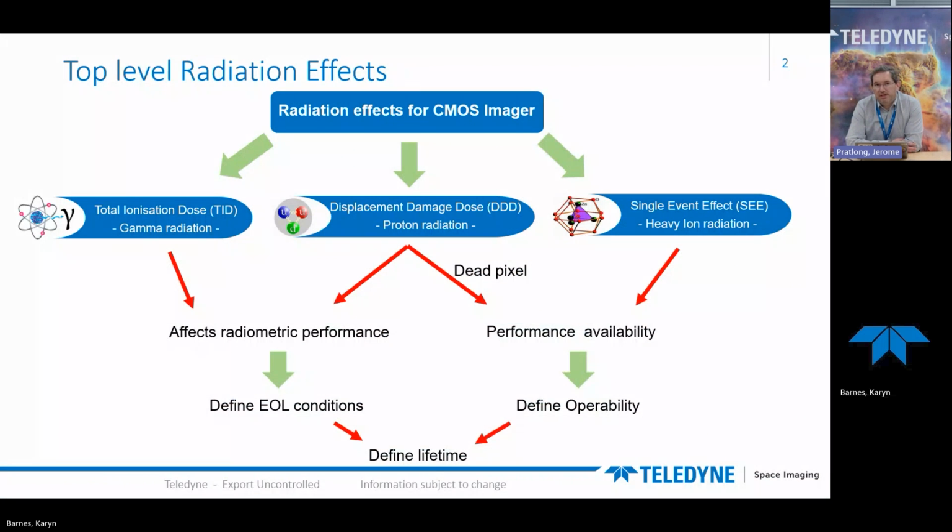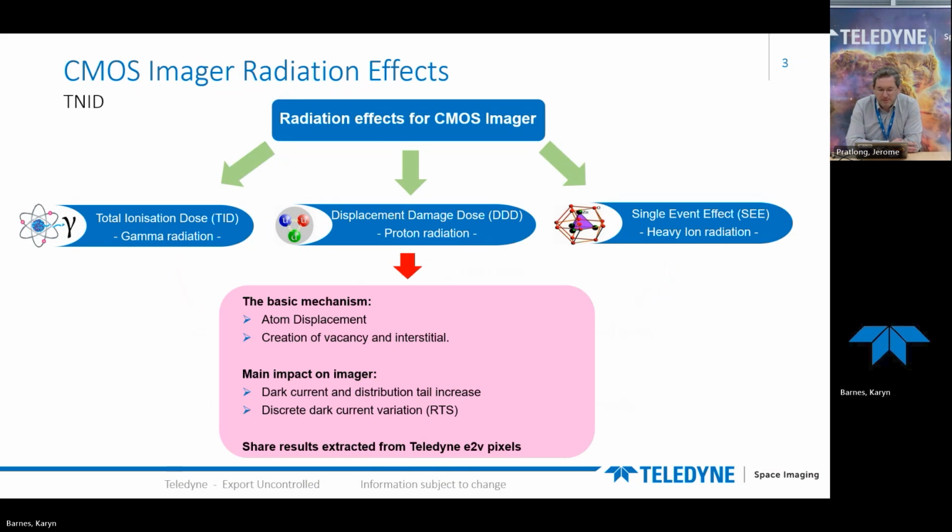In part 1, we looked at total ionization dose. Today, we will look at the total non-ionizing dose, also known as displacement damage dose. This type of radiation can affect the radiometric performance, and especially the signal-to-noise ratio, but also the performance availability, because it can create dead pixels. In this video, we will look through the basic mechanism, the main impact on imagers, but also we will share some key takeaways extracted from silicon results from Teledyne E2V detectors.